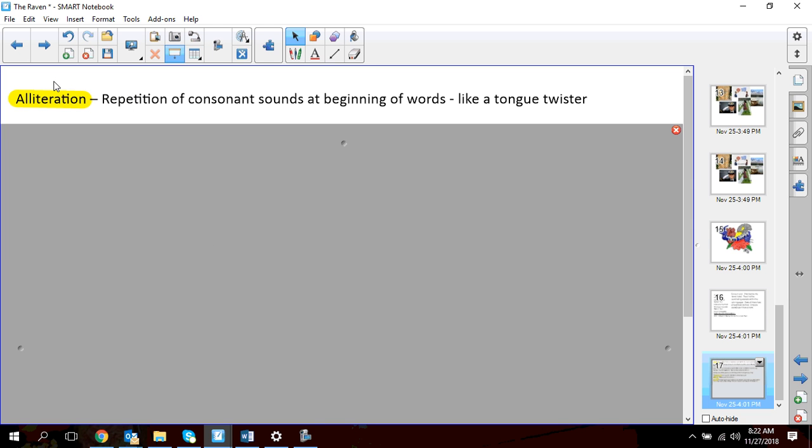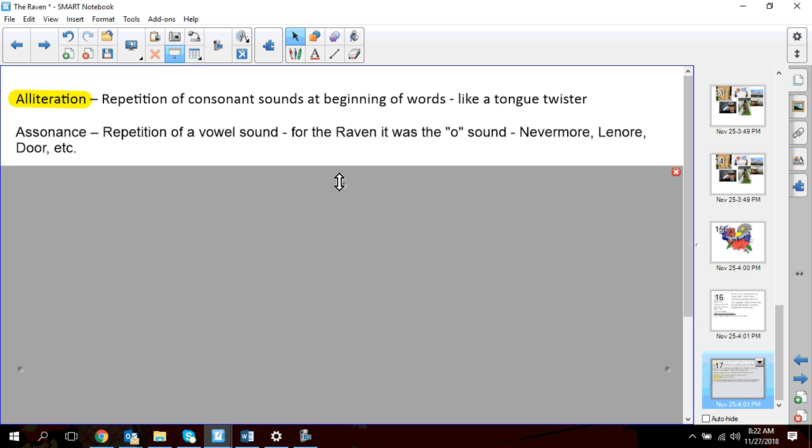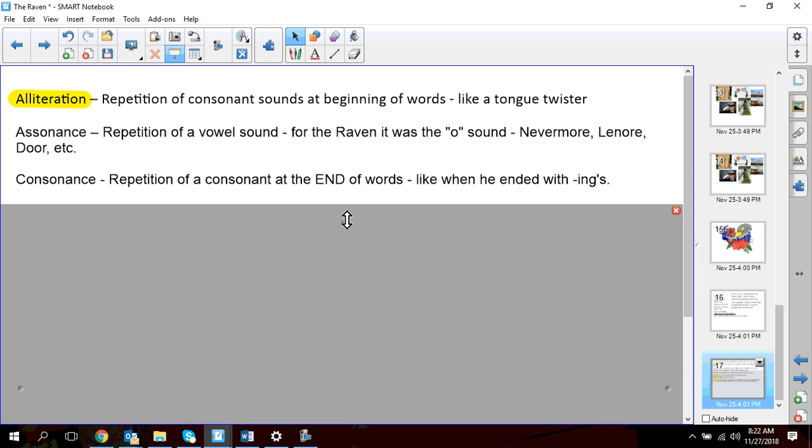All right. So I'm sure you found like grim and ghastly and a couple that's dreamed a dream and even the ones that were inside your poem. Okay. The other 2 you don't need to look for because I actually give you examples. But assonance is a repetition of a vowel sound. Like in The Raven, it's that O sound. I mean, seriously, how many words could he find that rhymed with nevermore? Lenore and door and before and all of that is for sound. And consonance is the repetition of a consonant at the end of the sound, like what he did with ings.